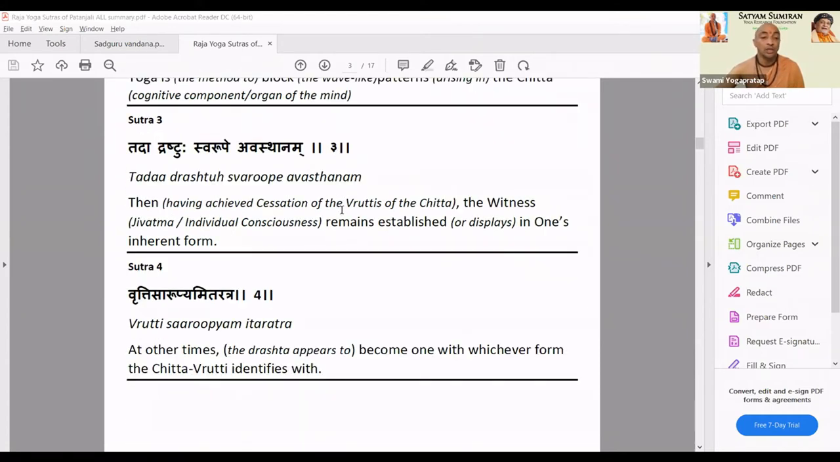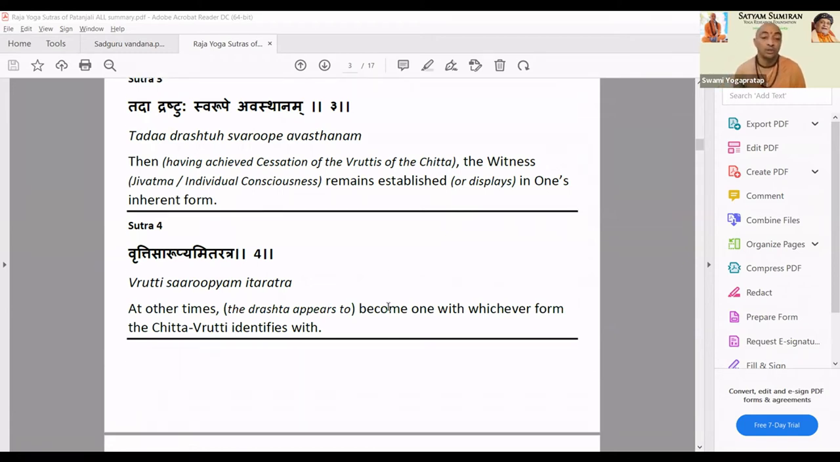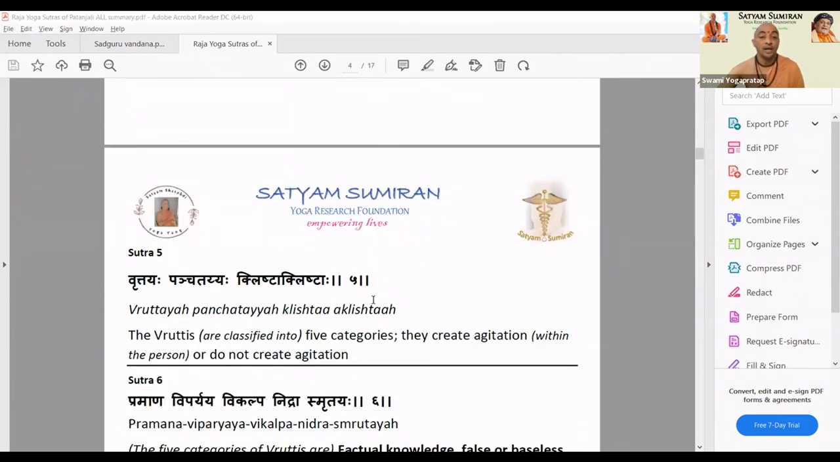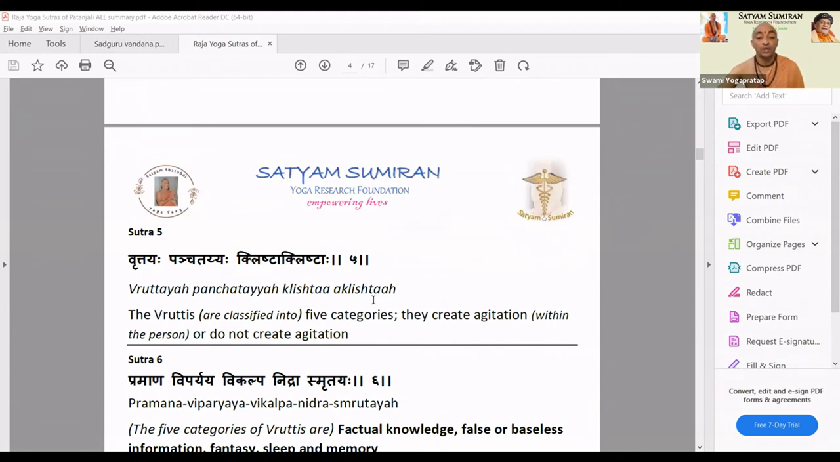But when that is not the case, then what happens? Vritti sarupyam itaratra. At other times, the drashta appears to be one with whichever form the chitta vritti identifies with. So now what is this chitta vritti? So vritti is, Maharshi Patanjali says, vrittayaha panchatayaha, klishta aklishtaha. The vrittis can be categorized into 5 categories, and depending on the situation, they create an agitation or they don't. So you see, when it is the last stage, when the Rutambhara Prajna has awakened, then the vrittis of the external world will still be coming up, but they are not having an impact. You remember what they said in Sutra 49? Then they don't give rise to any klesha, agitation.